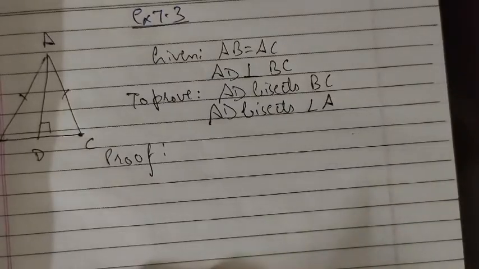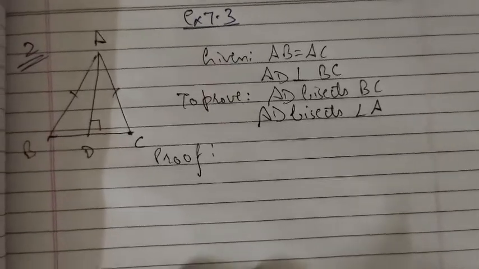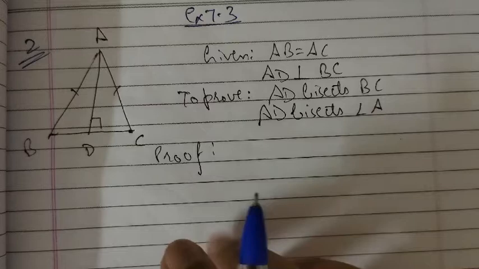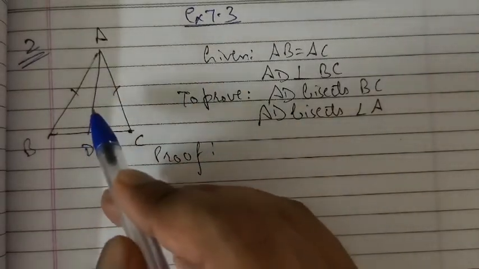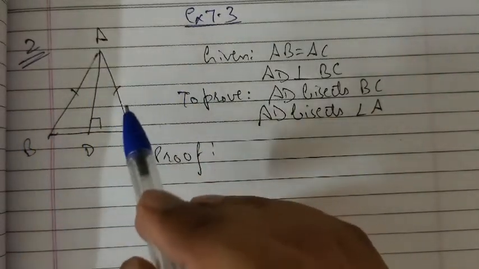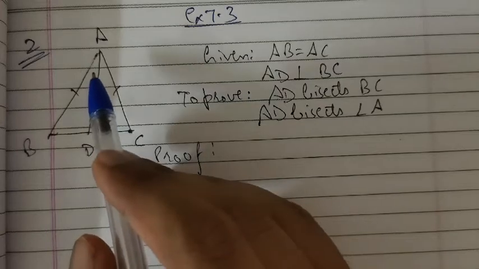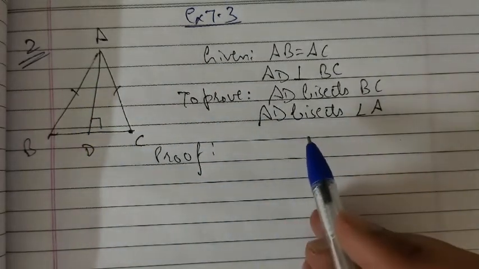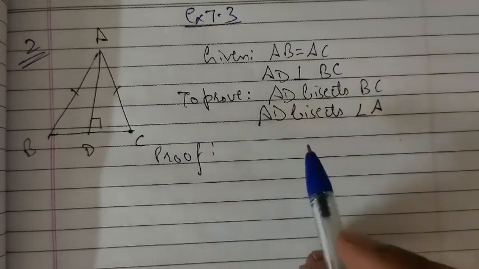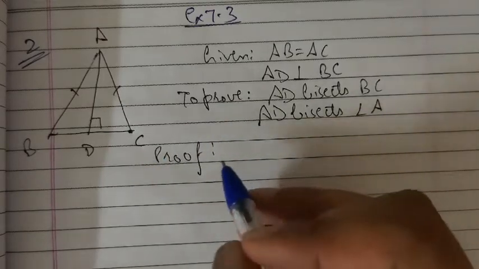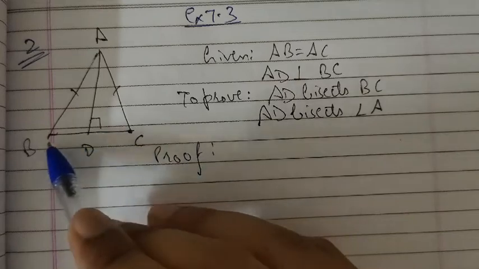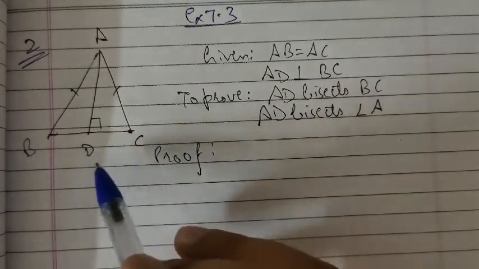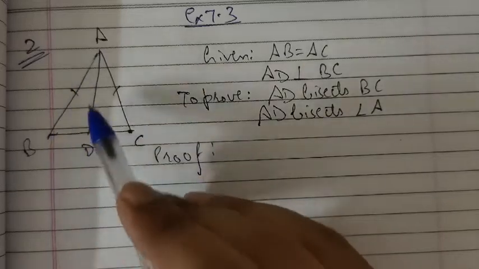Now next is question number two. It is given that AB is equal to AC and AD is perpendicular to BC. Altitude means perpendicular, right? Whenever the term altitude is used, it means the lines are perpendicular. We have to show that AD bisects BC and AD bisects angle A. So AD bisects BC means we have to show that BD is equal to CD. BD and CD are a part of these two triangles.